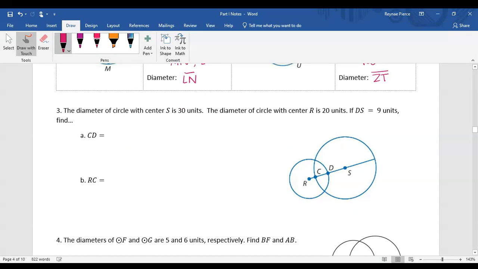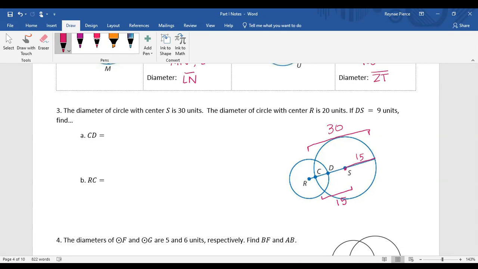All right. The diameter of circle S is 30 units. So all the way across this circle is 30, which means here is 15. And then from C to S is 15 also. Remember, the radius is half of the diameter.